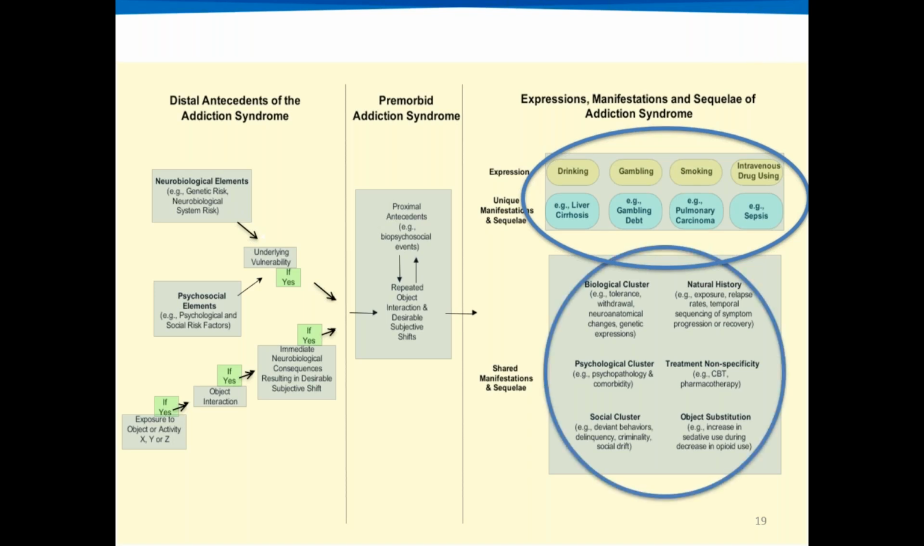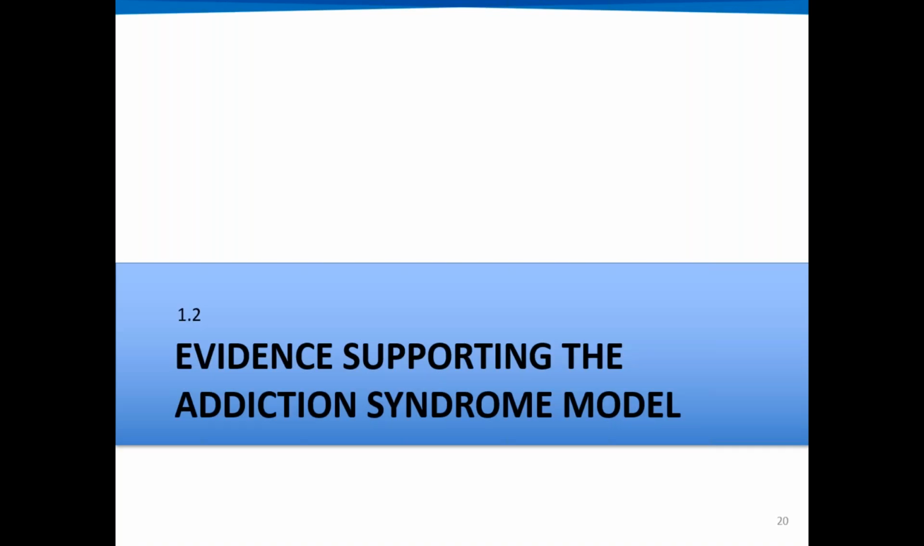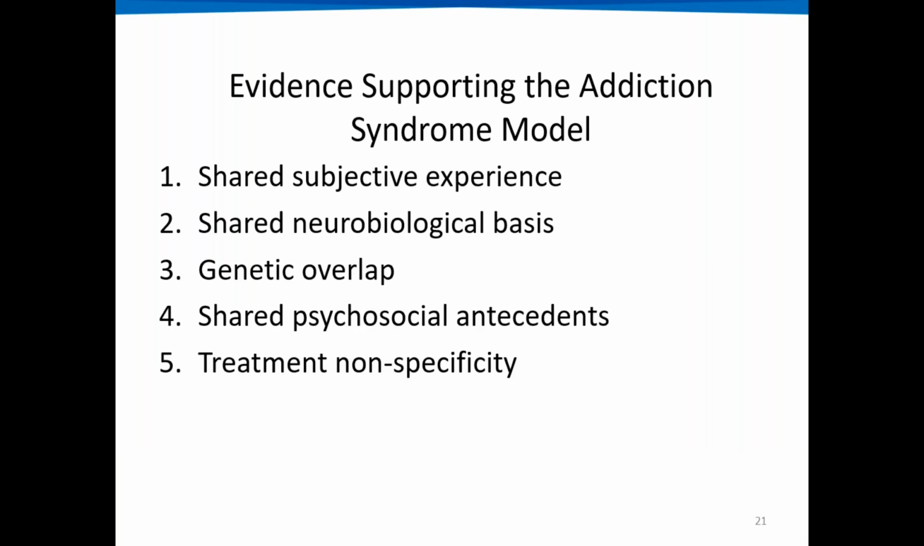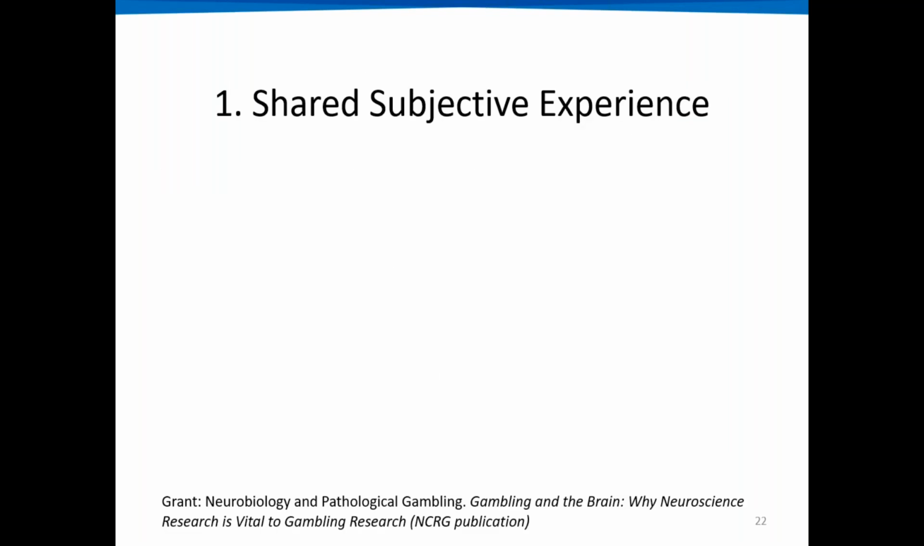But we also need to keep in mind that there are many shared manifestations and sequelae. So for instance, in the biological cluster, both people with substance use disorders and people with gambling disorder experience the biological hallmarks of addiction, and those are tolerance and withdrawal. In the next section, I'm going to briefly review evidence supporting the syndrome model, which includes several of these shared manifestations and sequelae. This evidence comes from 5 domains: shared subjective experience, shared neurobiological basis, genetic overlap, shared psychosocial antecedents, and treatment non-specificity. Starting with shared subjective experience.